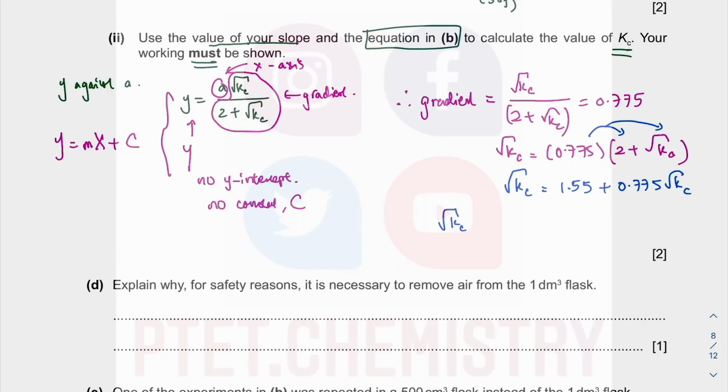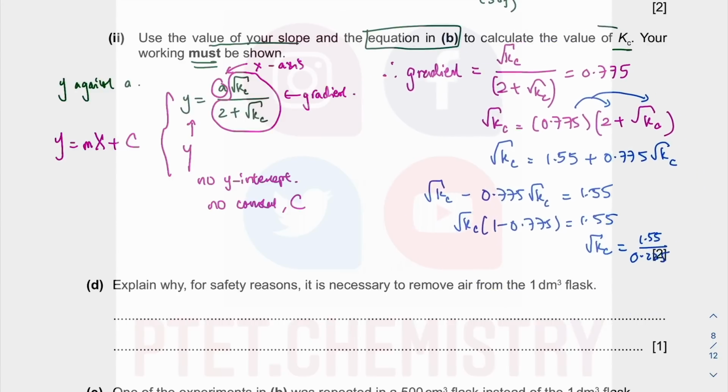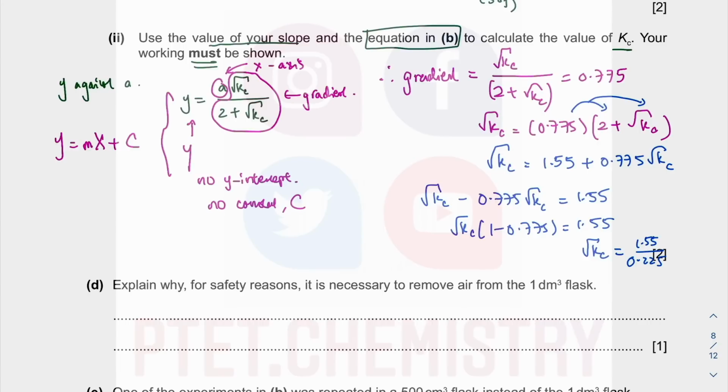Alright, so Kc minus 0.775 Kc is equal to 1.55. I hope you can factorize this, or at least you can see there is 1 of it. So 1 minus 0.775 is equal to 1.55. Your Kc equal to 1.55 over 0.225. Okay, my working is getting a bit long now. In reality, if you are very good at maths, you can cut down a couple of these steps. But I'm not very good at maths, so I'm showing everything.